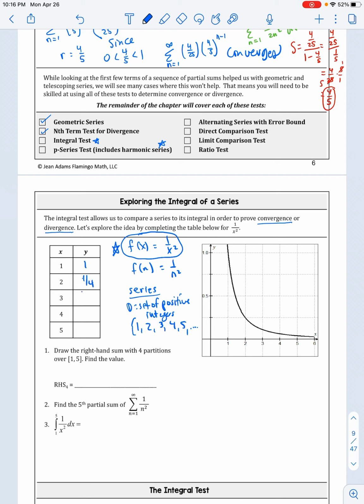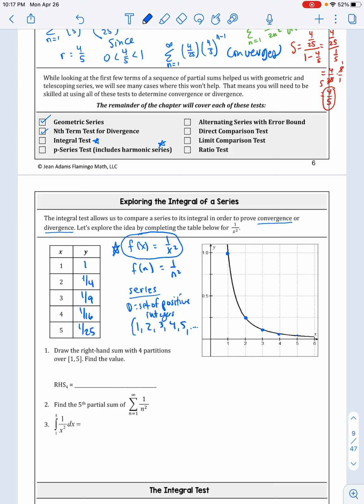So let's look at the function, okay? When I put 1 in, 1 over 1 squared is 1, 1 over 2 squared is 1/4, 1 over 3 squared is 1/9, 1 over 4 squared is 1/16, and 1 over 5 squared is 1/25. And so I've got my function values. At 3, the value is 1/9. At 4, it's 1/16. At 5, it's 1/25. And so they've got everything there.